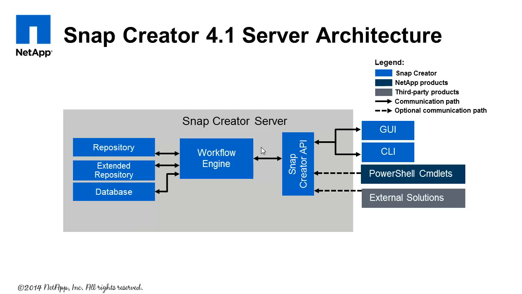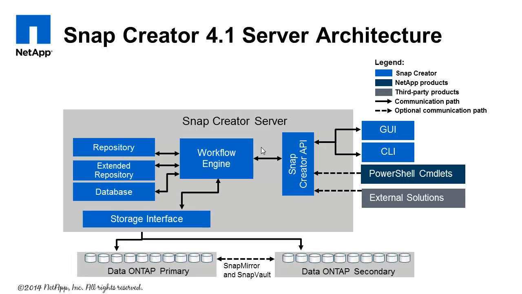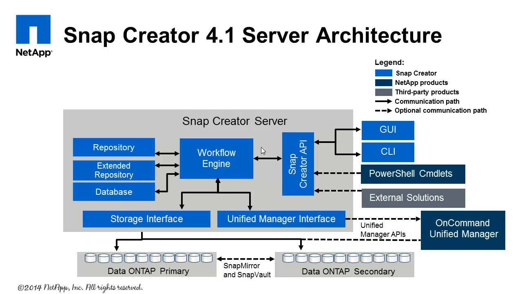The Snap Creator database stores information on Snap Creator schedules and jobs, as well as RBAC users and roles. The storage interface provides Snap Creator with a common interface to NetApp storage systems, which uses Data ONTAP APIs to handle actions such as snapshot copies, SnapVault, and/or SnapMirror updates. Snap Creator also has a Unified Manager interface for communications with NetApp OnCommand. This uses Unified Manager APIs instead of ONTAP APIs for actions such as snapshot copies, SnapVault, and SnapMirror updates. Finally, the Snap Creator server has an agent interface to communicate with Snap Creator agents.